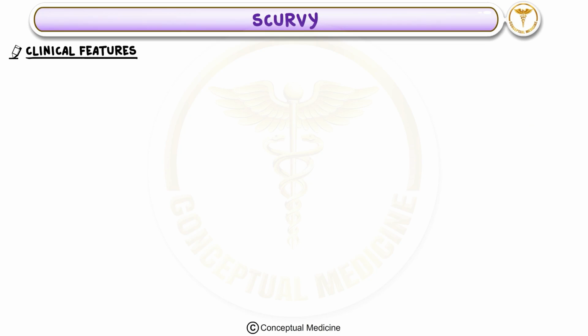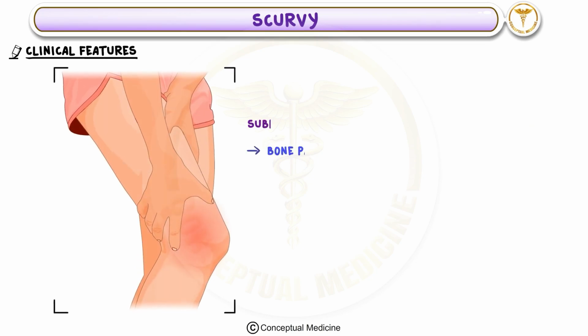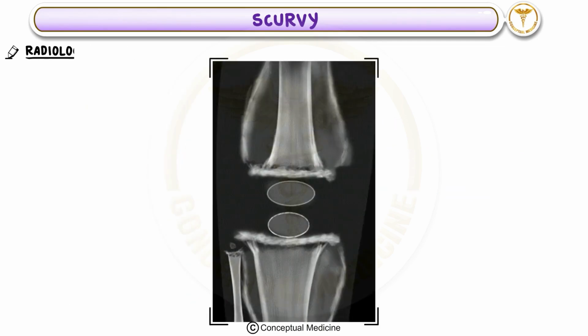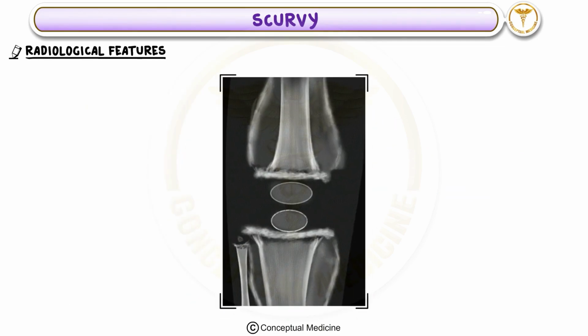Clinical features. Clinically, scurvy often presents with bone pain, primarily due to subperiosteal hemorrhage, where bleeding occurs beneath the periosteum. Severe pain can cause pseudoparalysis, making children reluctant to move the affected limb. Radiological features. Radiological findings are key to diagnosing scurvy, and there are several characteristic signs to remember.